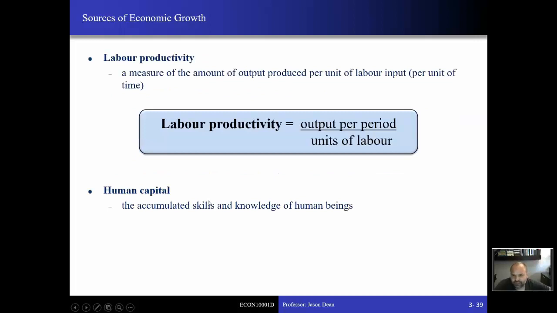What are some of the sources of economic growth? Well, the two main sources are labor productivity, and so labor productivity is simply just the output per period divided by the units of labor. So it's just basically output per person over some time period. So the overall average in the economy.